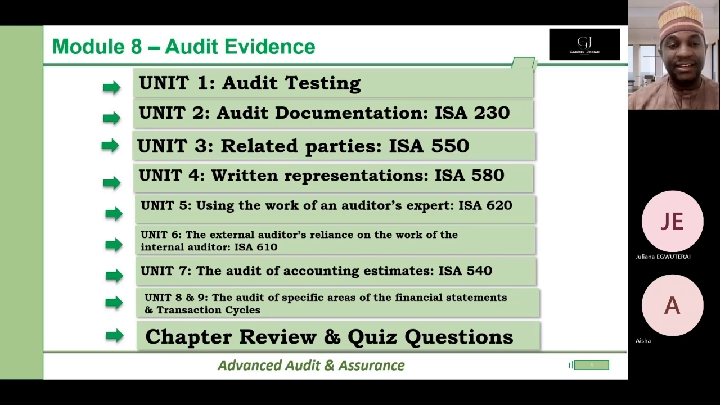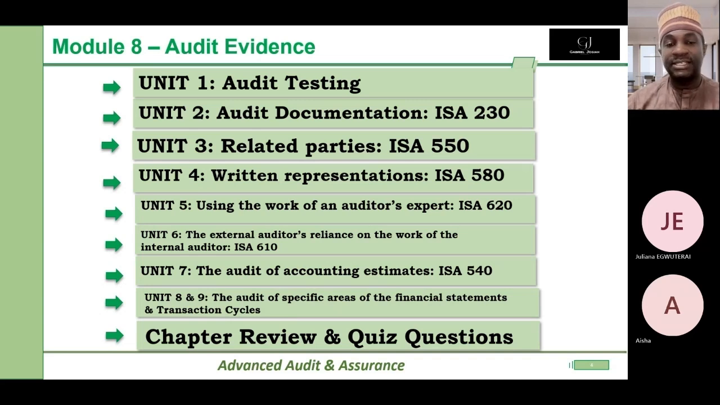So we have about 9 units. We have audit testing, audit documentation, related parties, written representation, using the work of an auditor expert, using the work of an internal auditor, ISA 610, the auditor from accounting estimates, and Unit 8 is the audit of specific areas of the FS, and Unit 9, transactional cycle. So there's 9 units, so we need to look at them one by one.